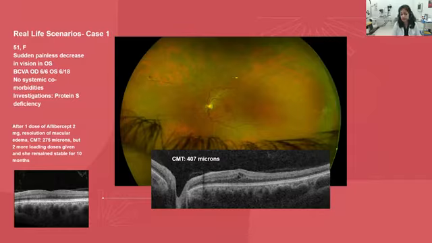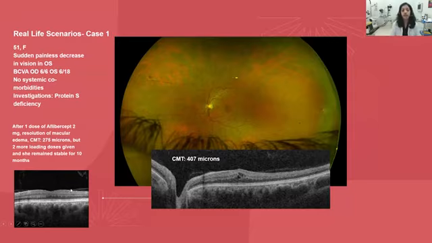So she was investigated and found to have protein S deficiency. Although we did all the regular panel, all of that came out negative, and she ended up having a hypercoagulable state. After one dose of aflibercept, you can see she actually responded very well, and her CMT was 275 microns. But as per protocol, two more loading doses were given, and she remained stable for 10 months after the injection. So you can see after three injections, her macula was completely dry.